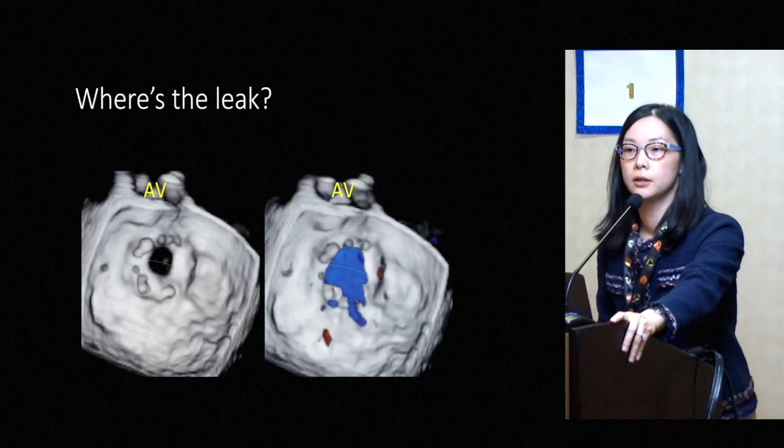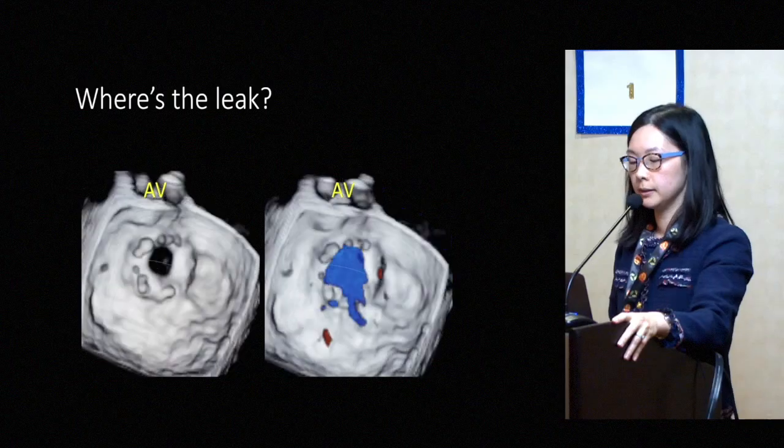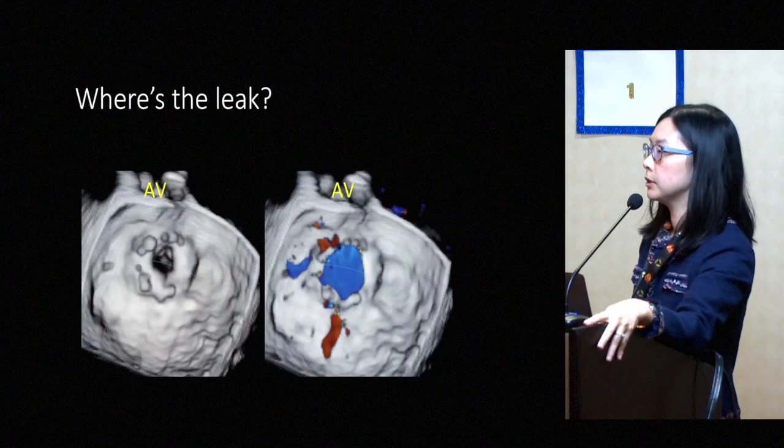So one of the things, though, when you find a leak, and I have to report one, is the question of how do I communicate? So where's the leak? Where would you say this leak is?